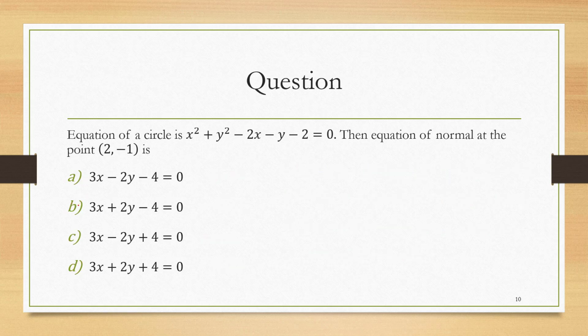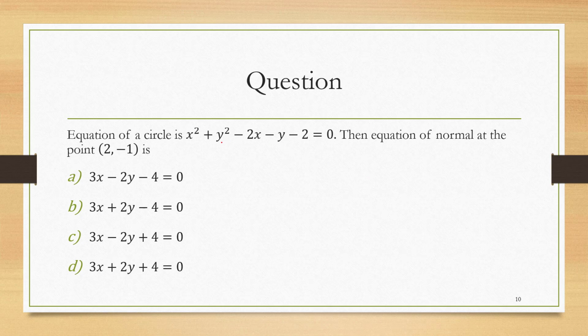Next question. Again, I will tell you the lengthy method as well as the shortcut. So the equation of the circle is x square plus y square minus 2x minus y minus 2 equal to 0. The equation of the normal at the point 2, minus 1 is. Again, I will ask you to pause the video for 30 seconds and try to do it on your own.